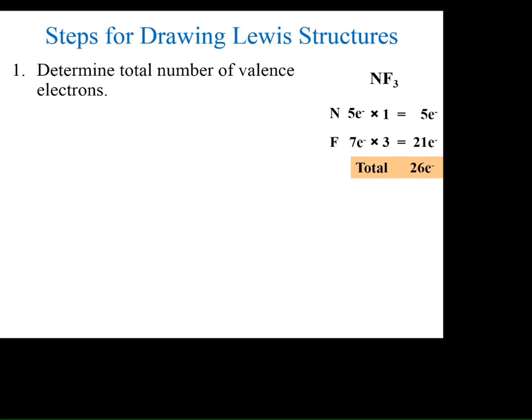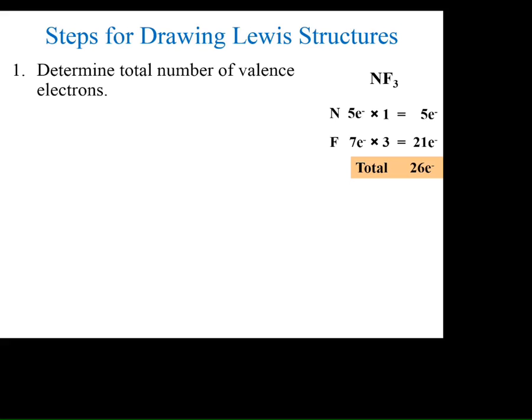Okay, so that means that my structure, when I'm all done, has to account for all 26 electrons, either bonding pairs or non-bonding pairs. When I add them all up, there ought to be 26. No more, no less.